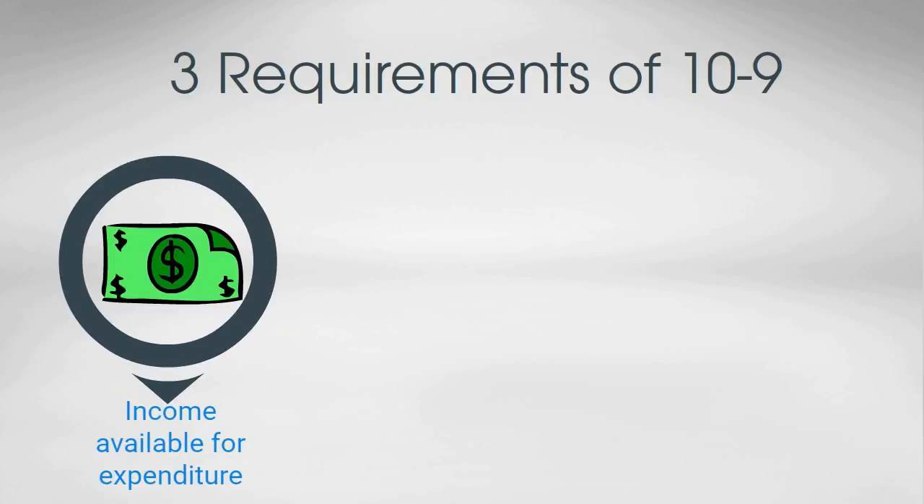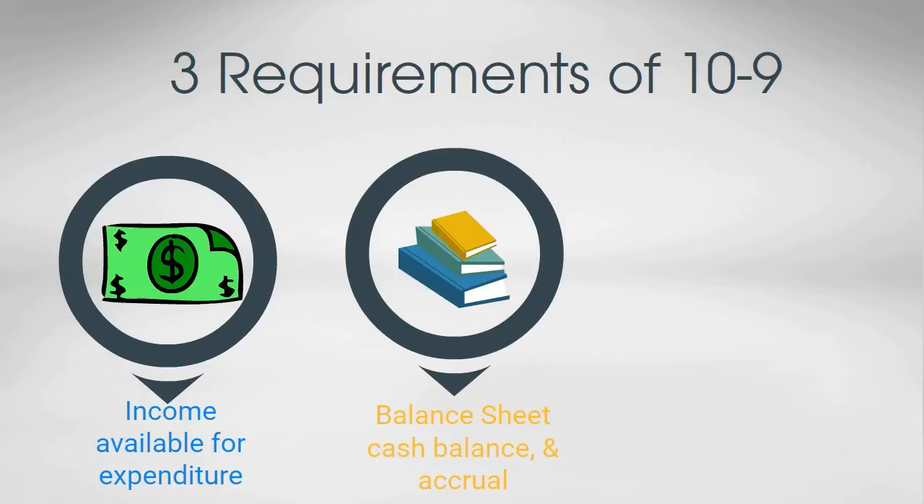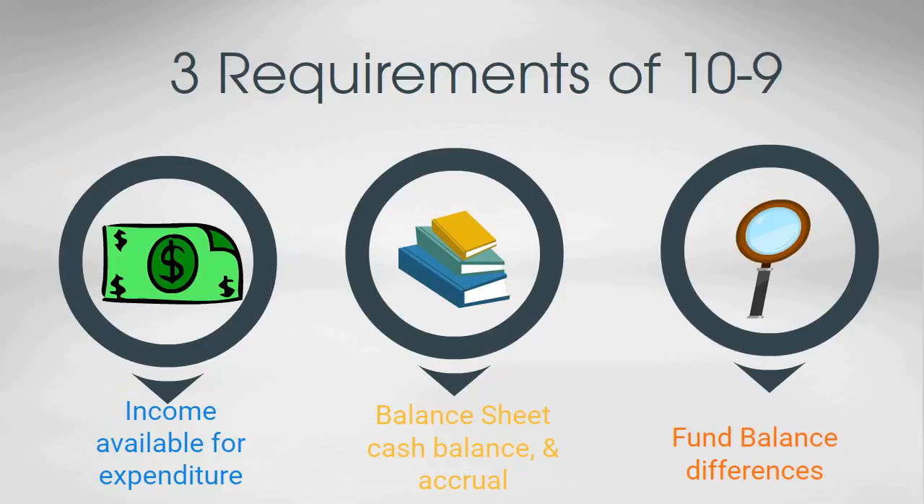There are three requirements to this problem. First, you calculate the income available for expenditure and prepare a mini income statement on the cash and accrual basis. Requirement number two is you prepare the year-end balance sheet under both cash and accrual. And finally, you discuss the differences.